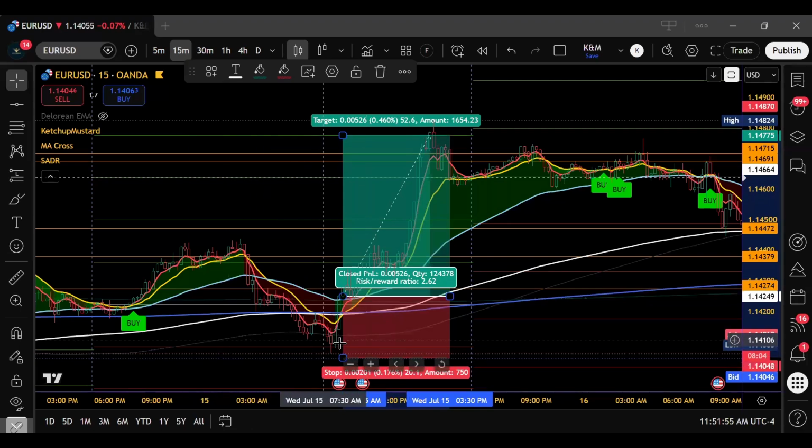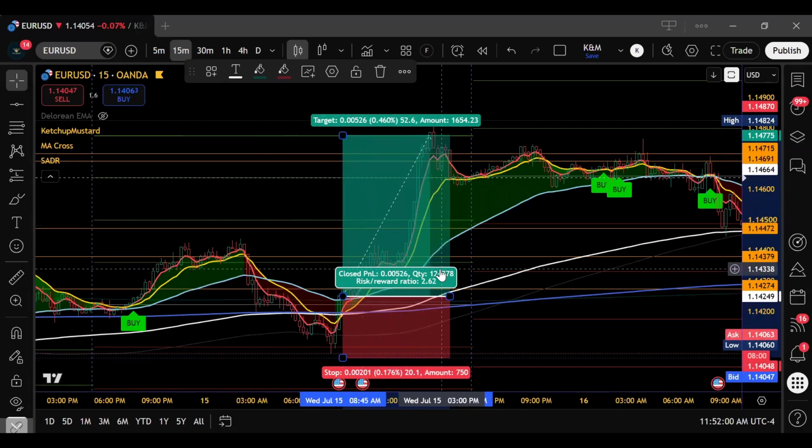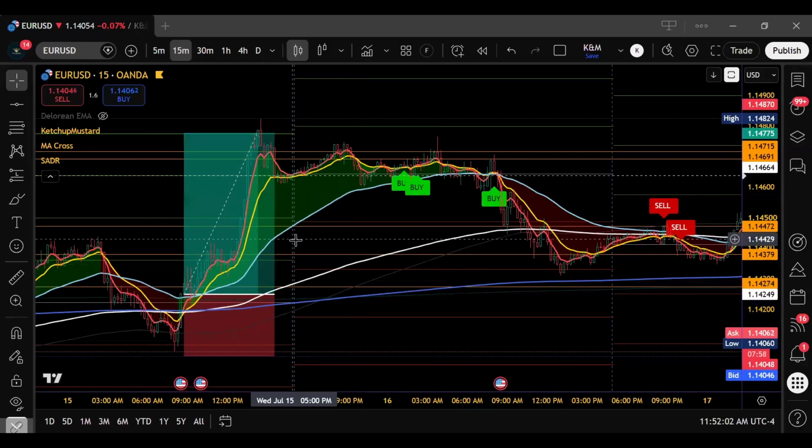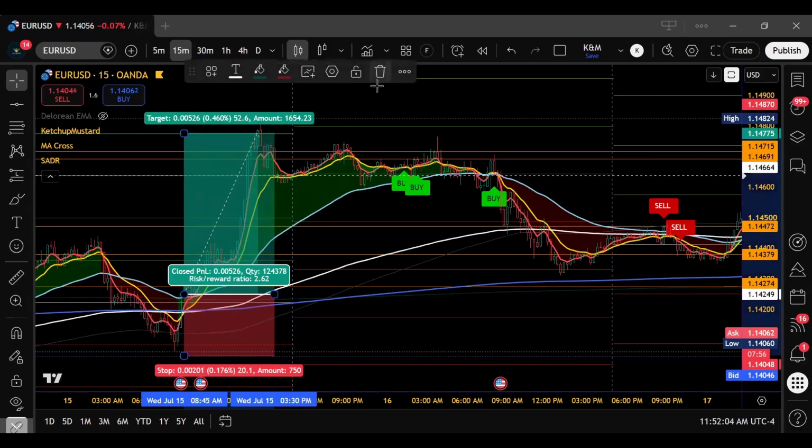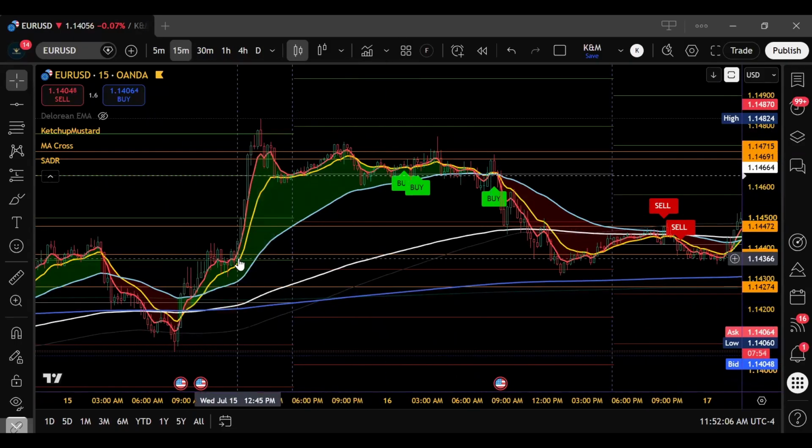That's how I use the ADR for my stop losses and my TPs. And pretty much the same thing as the trade zones.